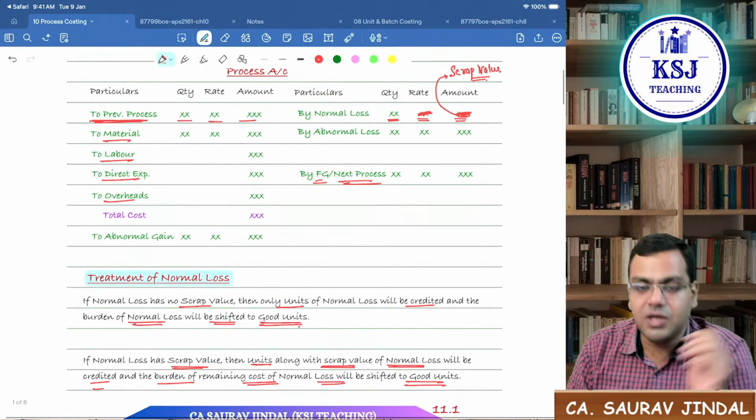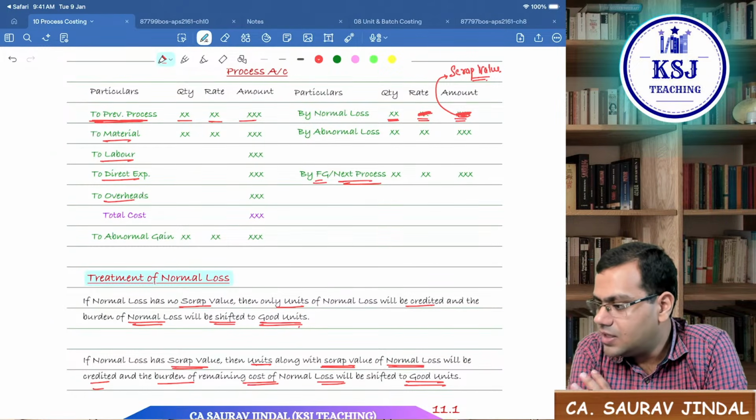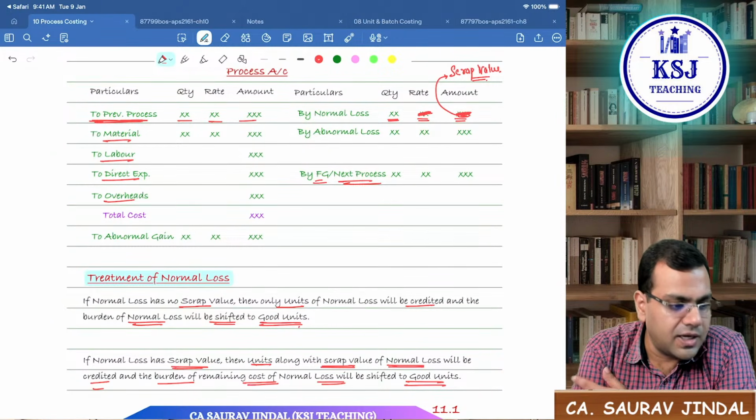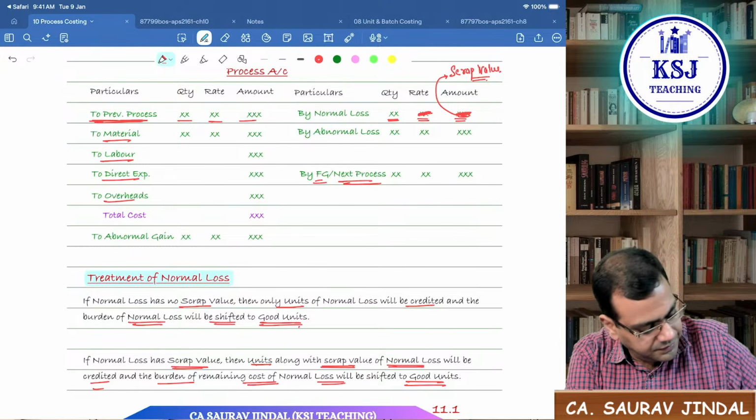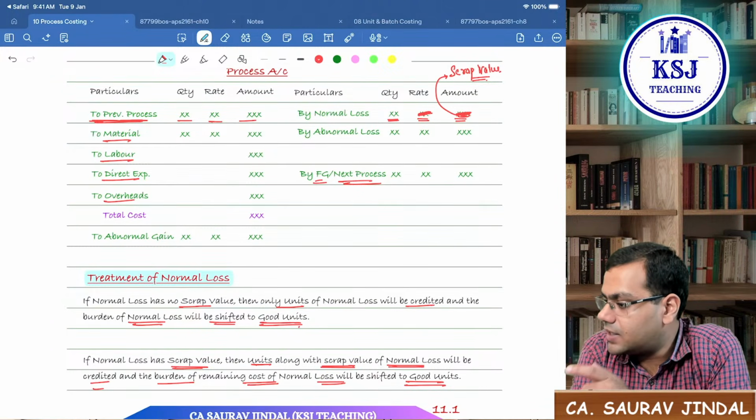Okay, first let me know if this much part is clear. If the normal loss part is clear to you guys, any doubts in the normal loss part? Please let me know if you have any doubts in the normal loss part.